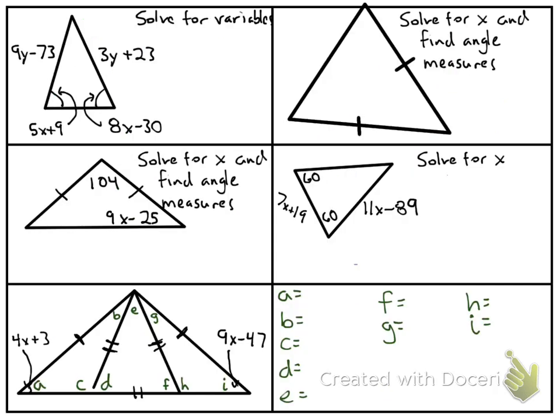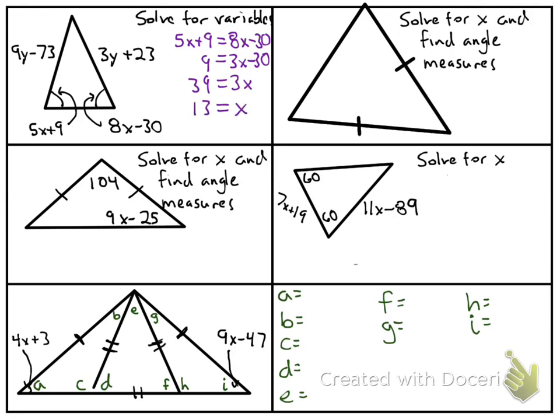Okay, on to our next screen. In this first one, we have the angles are congruent, so we're going to set them equal. That's 5x plus 9 equals 8x minus 30. We're going to subtract 5x from both sides. We get 3x minus 30 on the right equals 9. We then add 30 over, and we have 39 equals 3x, so x is 13.